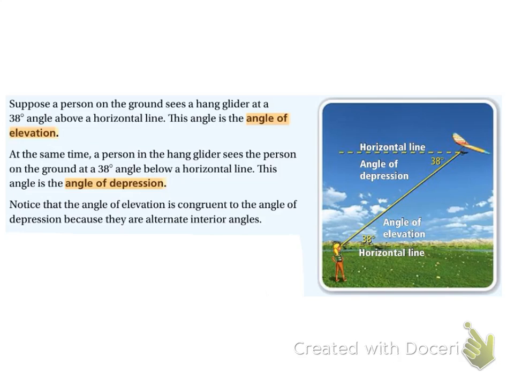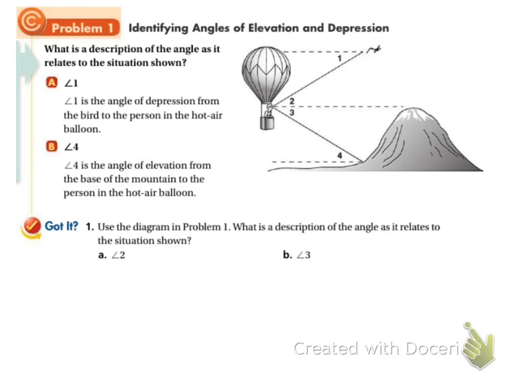So the angle of depression is when something or someone is looking out straight and then they look down a certain angle, and that's where that goes. The angle of elevation is if someone is looking out and they look up a certain amount, and that's where the angle goes. So let's try using that. Let's look at just all of them.